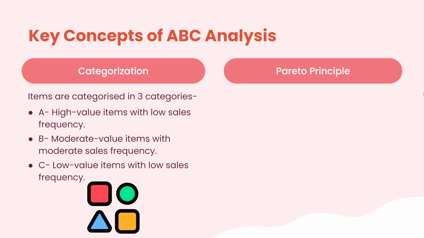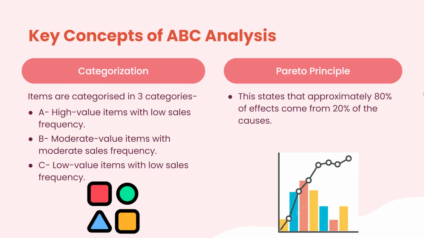Second is the Pareto principle. ABC analysis is often aligned with the Pareto principle, which is also known as the 80-20 rule, which states that approximately 80% of effects come from 20% of the causes. In the context of inventory, this means that a small percentage of items can account for a large portion of inventory value.